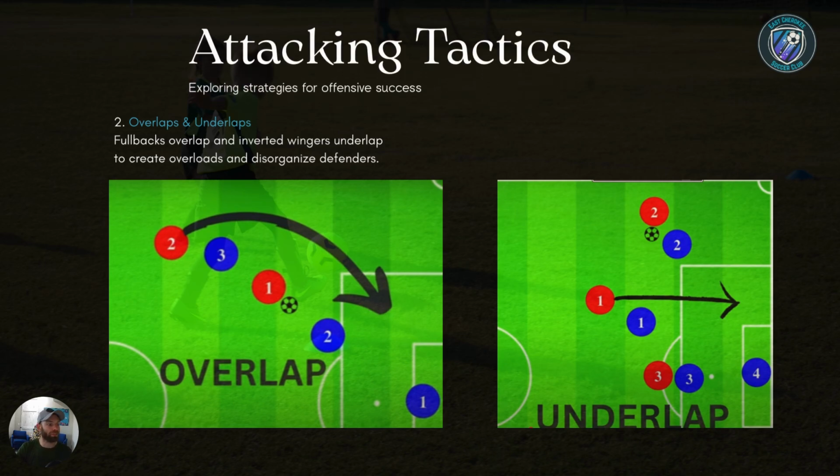Let's look at overlaps and underlaps. These are great diagrams because they show the general idea. In the overlap, player number 1 has the ball at the top of the penalty area. The defender, number 2, is kind of in his way, right? He doesn't really have any options. Number 3 for blue is in a position where he's able to mark number 2. So you can't really turn around and go backwards.